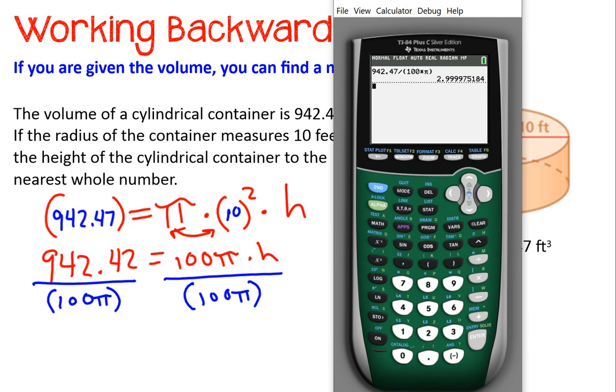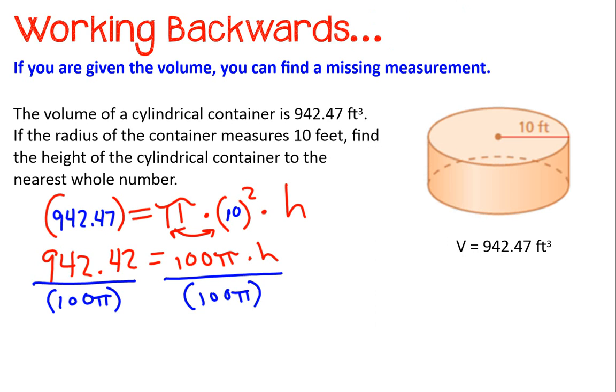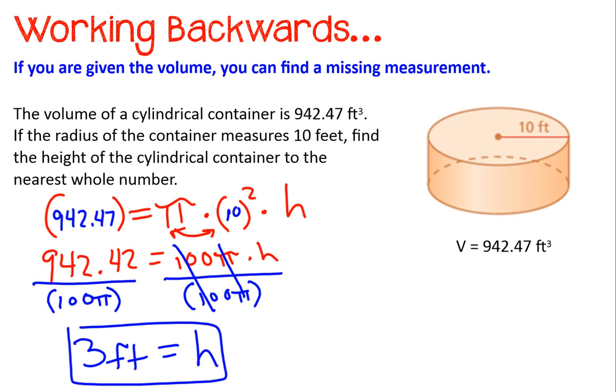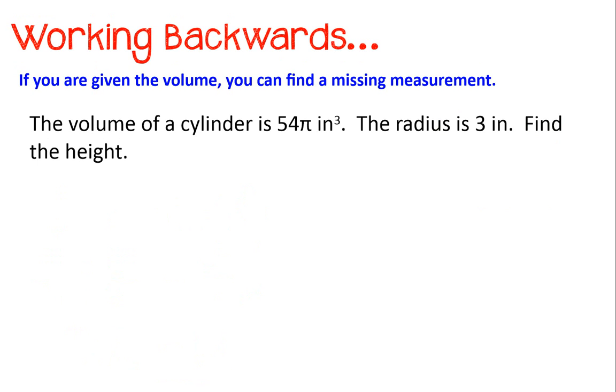Round your answer to the nearest tenth or whole number. For us, that's going to round up to 3. So these cancel. So the height is 3 feet. Let's try it again. Without a picture this time.